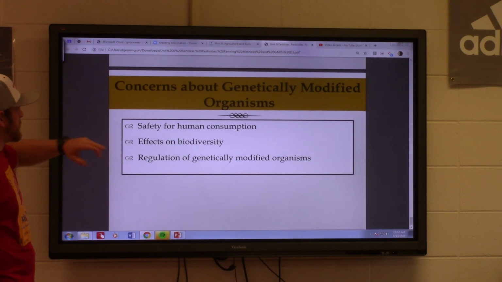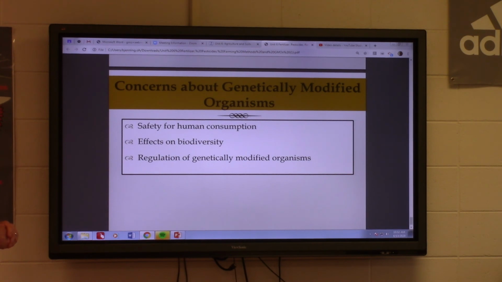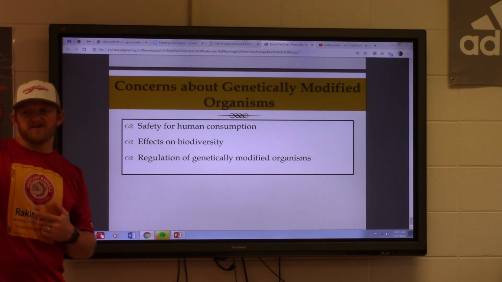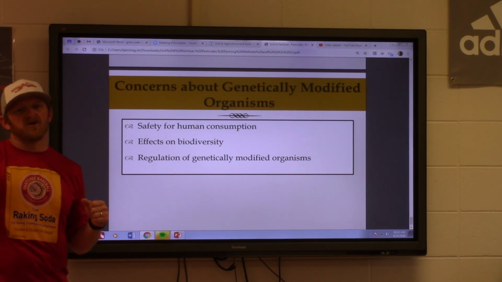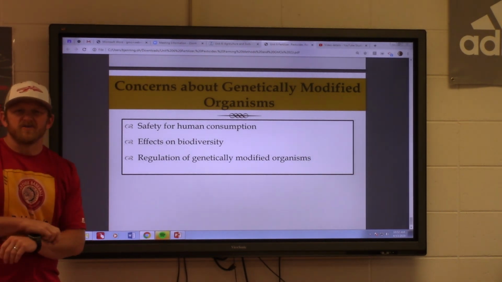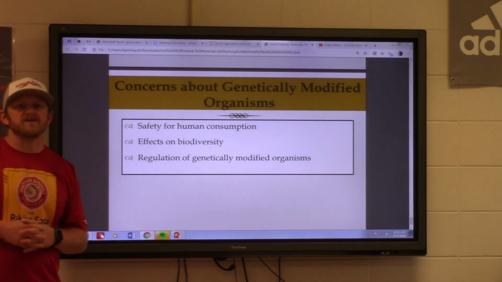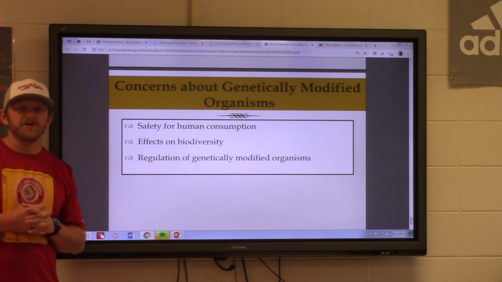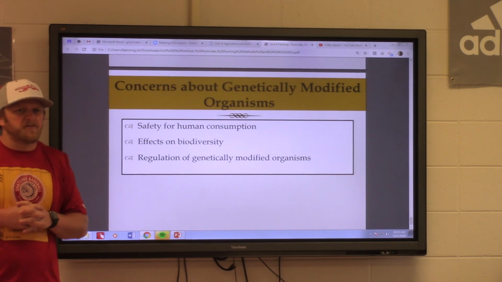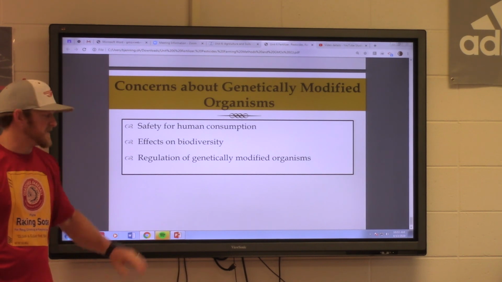Concerns about genetically modified organisms: safety for human consumption, effects on biodiversity, regulation of genetically modified organisms. So sometimes there may be somebody out there that crosses one plant with another plant and those can't be crossed. Well, those people are going to get in trouble. So at the end of the day, there's really nothing wrong with genetically modified organisms, but we just have to make sure that they're safe for human use, and it has to get regulated. So when you do eat genetically modified organisms, make sure it's approved by the FDA, the Federal Food and Drug Administration. You're good. Eat it, and it's going to be fine.